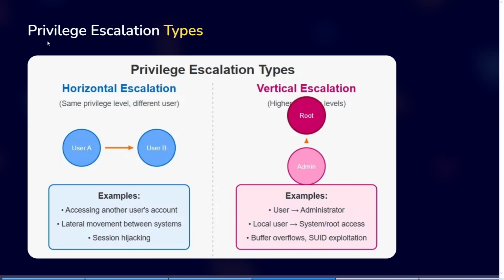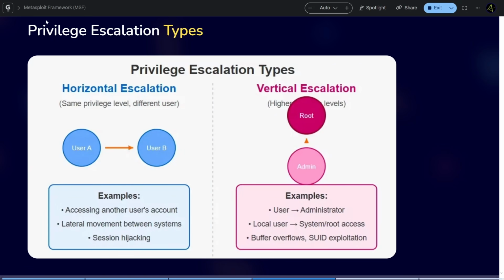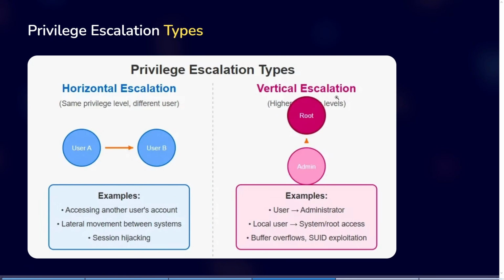And for privilege escalation, we have two types: horizontal privilege escalation and vertical privilege escalation. Horizontal privilege escalation is like, let's say you have access to user A, and there is another user at the same level with the same privilege level. When you try to get access from user A to user B, this is called horizontal privilege escalation.